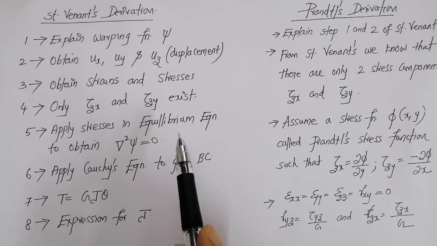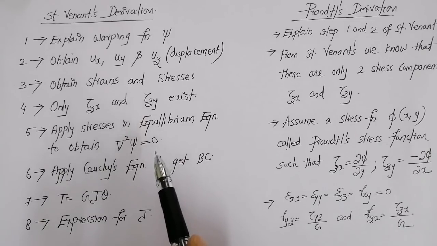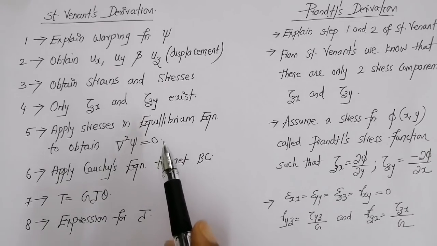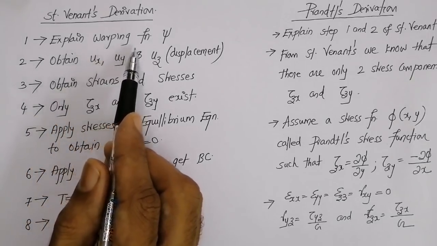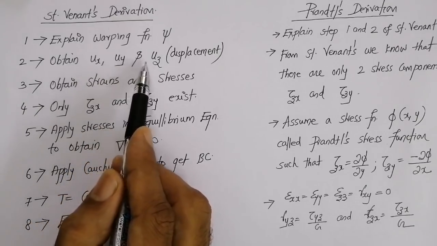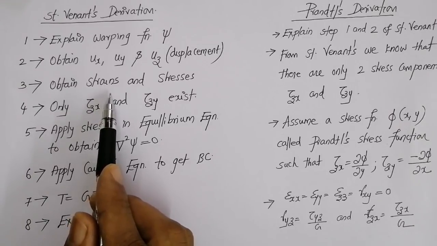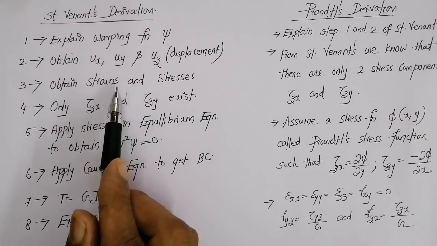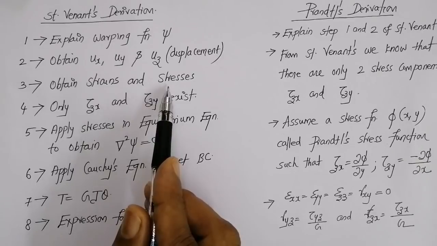Now, Venant's derivation is not asked in complete in previous question papers, but it was asked to prove that the Venant's function psi is harmonic. That's why I explained the derivation. So first of all, you have to explain the warping function psi, and you have to draw the diagram and obtain the displacements, the expressions for ux, uy and uz, and then you have to proceed to find out strains from the displacement, and we will find that there are only two strain components, and further by substituting in constitutive equations we will find out the stresses.